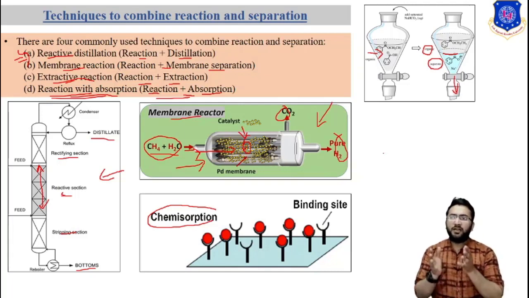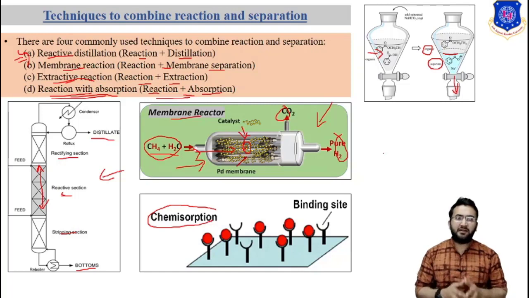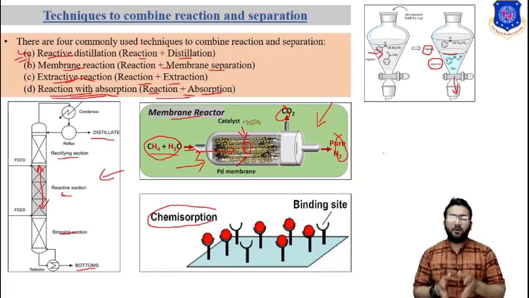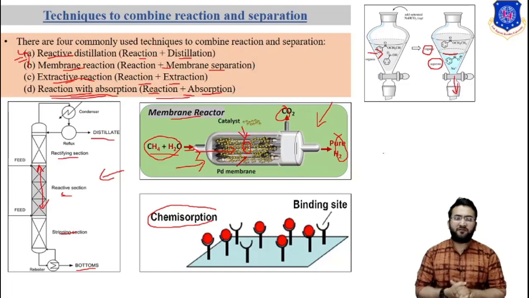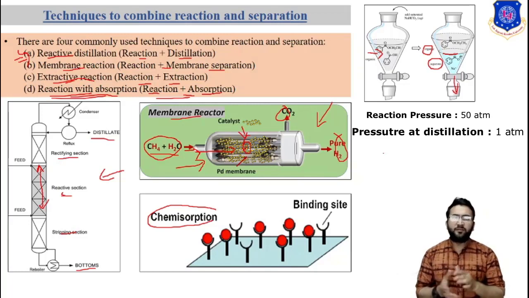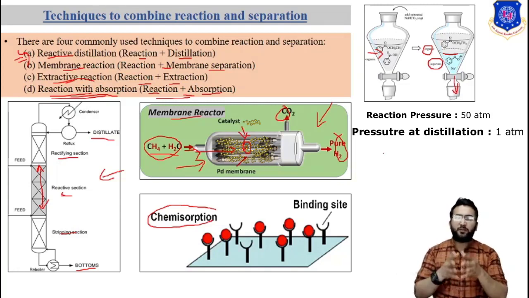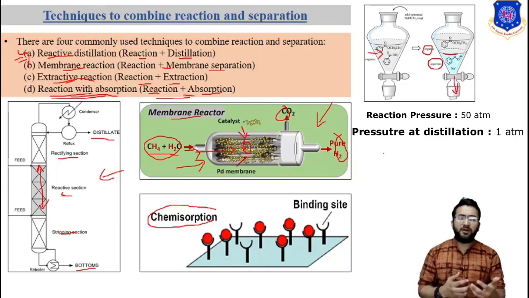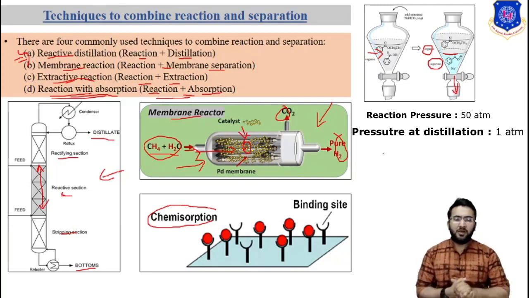For example, in the manufacturing process of acetic acid by carbonylation of methanol, the reaction is first carried out in the presence of a homogeneous phase catalyst at 50 atmosphere pressure and 180 degrees Celsius temperature, with conversion of methanol up to 50%. After the reaction, the reactant, promoter and catalyst are separated from the acetic acid by distillation at atmospheric or near atmospheric pressure. Hence, in this case, one cannot apply the concept of reactive distillation because the optimum conditions for the reaction and distillation are very different.